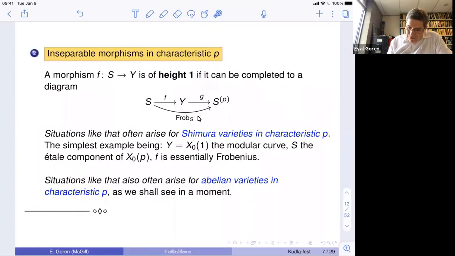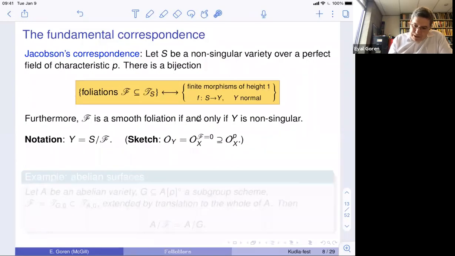Such situations also arise in the context of abelian varieties in characteristic P. I'll give you an example in a second. But before that, let me introduce a little bit more terminology. The fundamental result in this story is the following correspondence due to Jacobson, who actually defined it in the context of fields and used it to create a sort of Galois theory for inseparable field extensions. But it can be easily promoted to the context of varieties, and it goes like that.